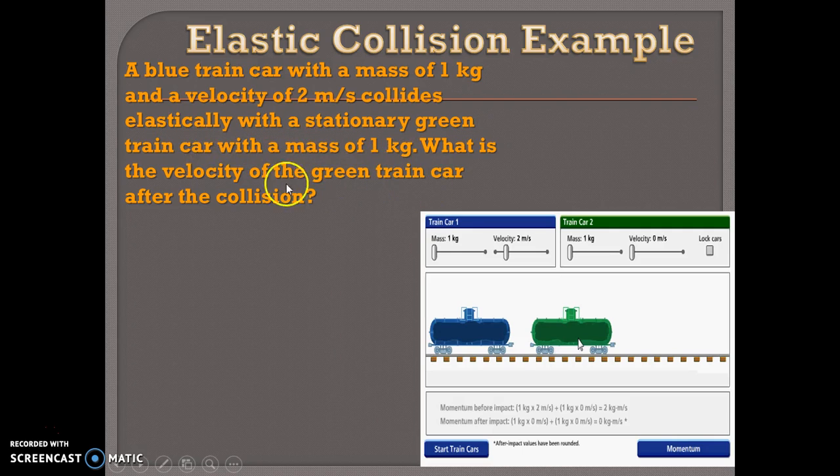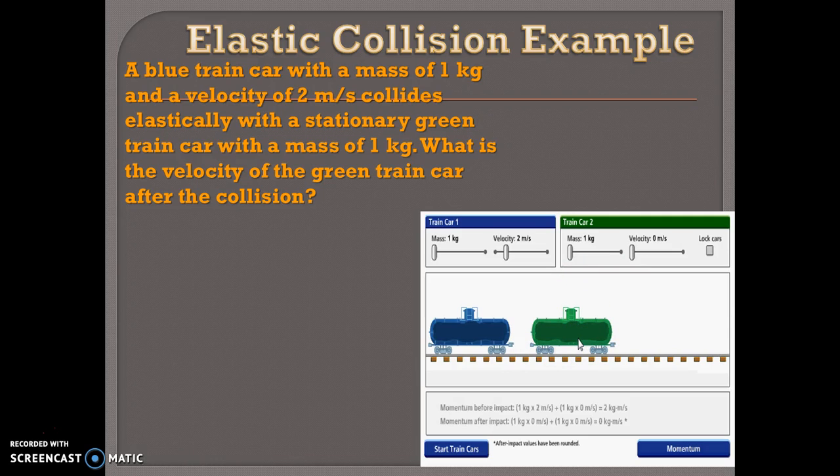What's the velocity of the green car after the collision? Here you can see the visual of what we just described in the question. The blue train car is going to move forward, collide with this green car, which is initially stationary, and we want to figure out how fast this will move away. Conceptually, this is a very easy problem.